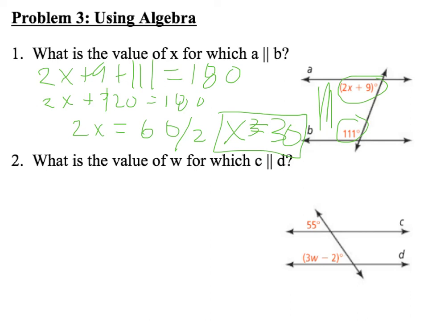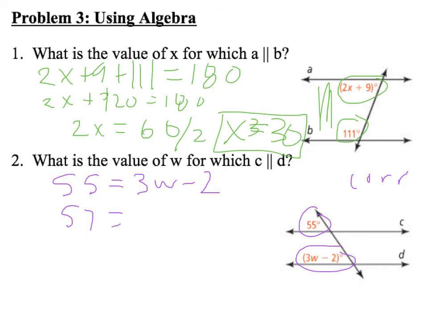For the second one, it's asking the same question. The first thing I have to do is look at my two given angles. What type of angles are they? They're on the same side of the transversal, but not both of them are on the interior. So these would be corresponding. What I know about corresponding angles is that they should be equal if the two lines are parallel. So I'm going to set up my equation. Since they're equal, add 2 to both sides, so I have 57 equal to 3w, and then divide by 3, and I get 19 equal to w. In order for those two lines to be parallel, w has to be equal to 19.